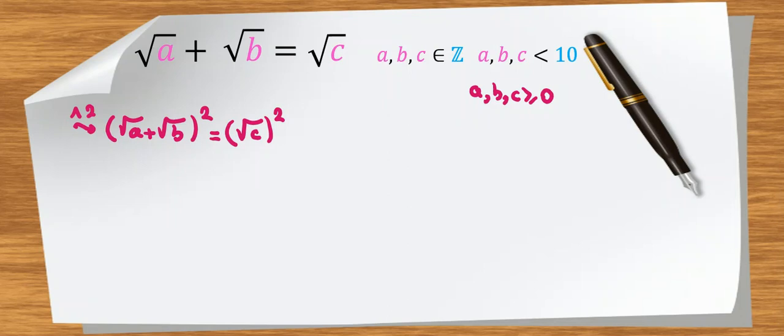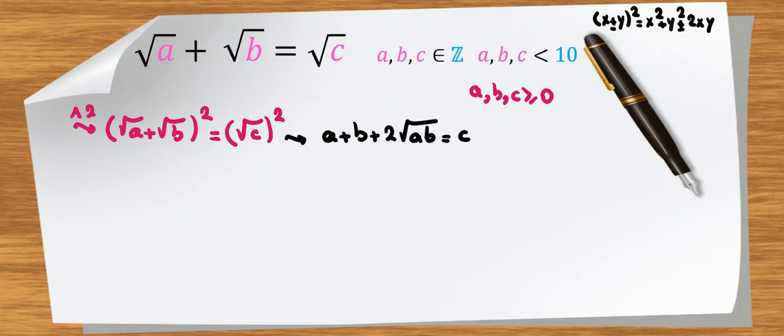x plus y squared equals x squared plus y squared plus 2xy. And if it is for minus, you should select minus here. Okay, so if you apply it here, the left hand side will be a plus b plus 2 root ab equal to c. Now, next step, if we take a and b to the right hand side, 2 square root of ab equals c minus a minus b.